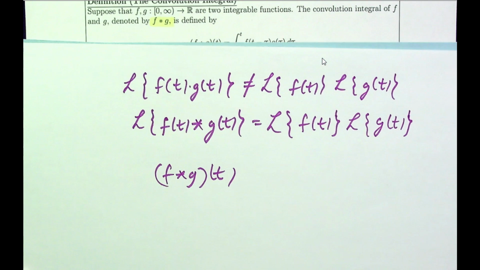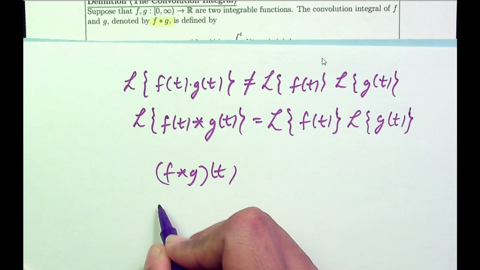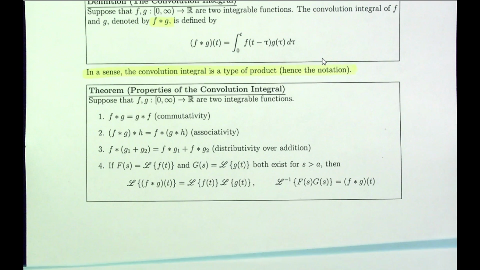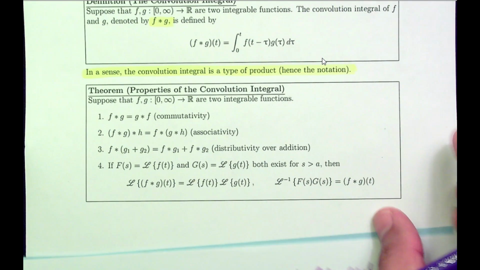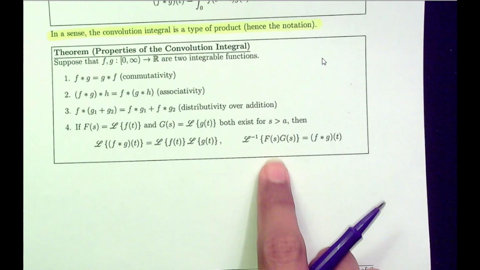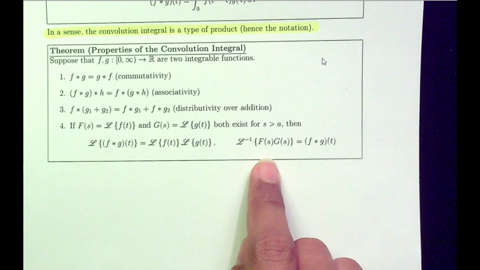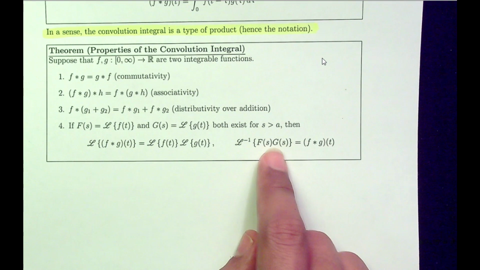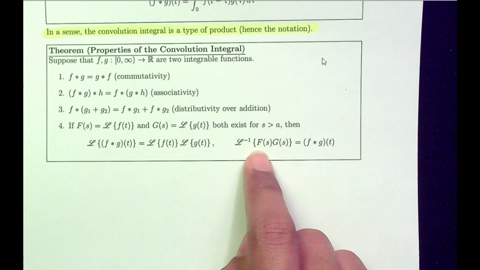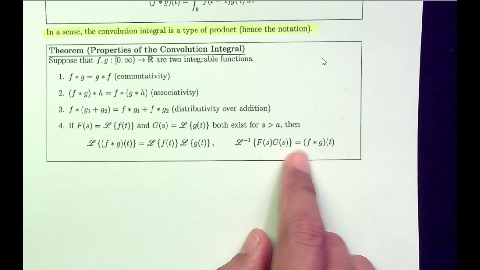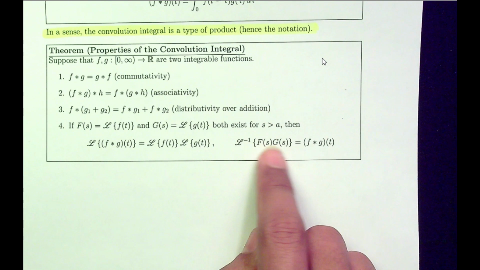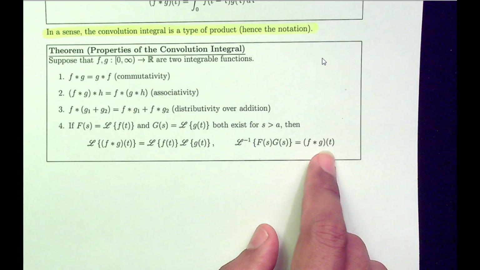And similarly, suppose I'm trying to invert a Laplace transform. If I can write the thing that I'm trying to invert as a product of two functions, then the Laplace inverse of that product is not the product of the little f and the little g, but the convolution product of the little f and the little g.